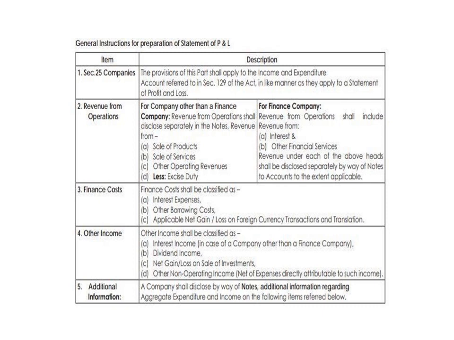Next, if it is a finance company, then the revenue from the operations will be revenues like interest earned and other financial services which they render to their clients. So revenue under each of the above heads should be disclosed separately by way of providing notes to the accounts to the extent applicable. So these are the items of revenues which a company earns through its operations.